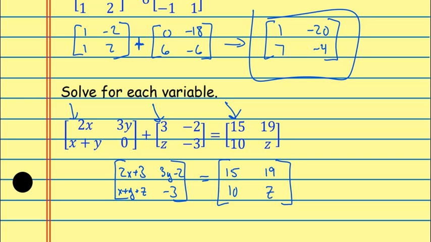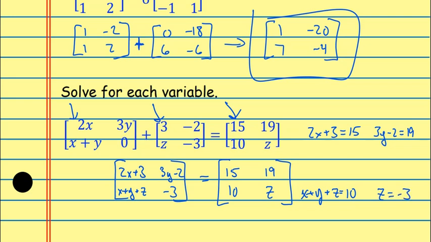And now if I wanted to set these up as equations, I would look at that first one and say, based on the positions, the 2x plus 3 is equal to the 15. Based on the second position here, that's a 3y minus 2 is equal to the 19. And based on this position, that's x. My pen just seemed to die for a second. There we go. X plus y plus z equals the 10. And then that last position, z equals the -3.